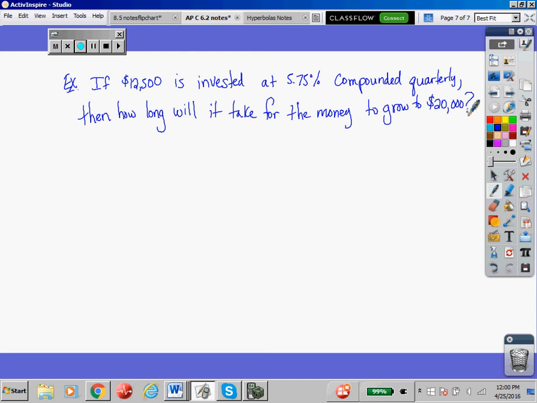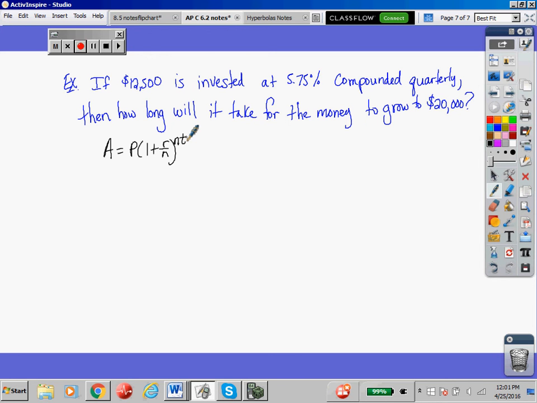It says, if $12,500 is invested at 5.75% compounded quarterly, then how long will it take for the money to grow to $20,000? Well, you want to play the game, what do I know? Compounding quarterly uses this formula. There are 2 compounding formulas. One is this one and the other one is PERT. PERT is only used if it says compounding continuously. That's the second example we're going to do.